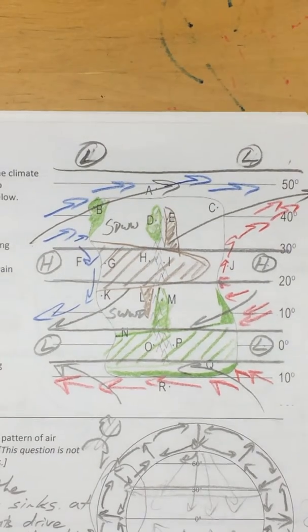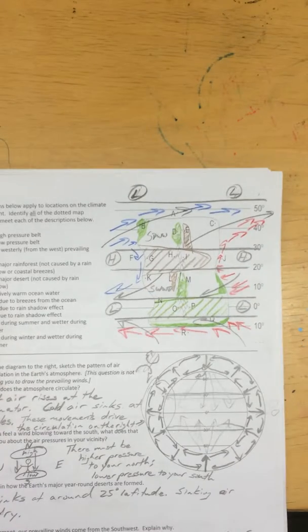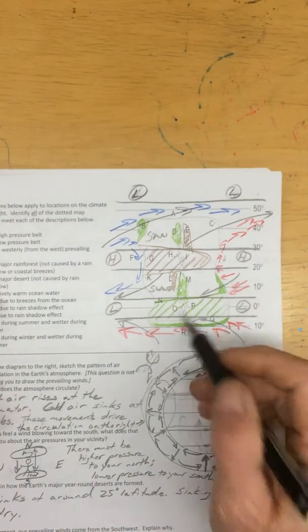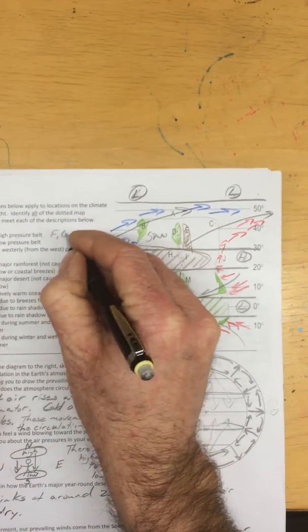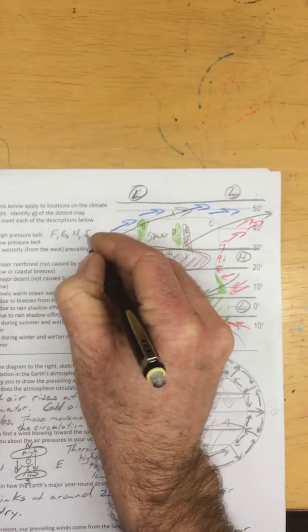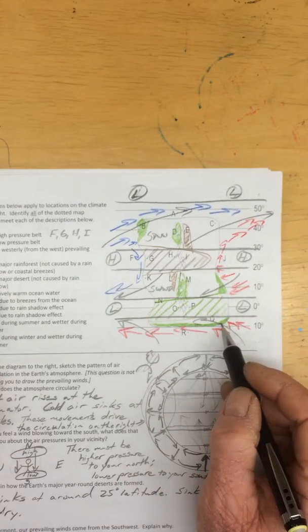So that's it. Now I've just got to answer the questions. The place that's in a high pressure belt, that would be F, G, H, and I. Low pressure belt, N, O, P. I can't tell. Where's Q? Can't even see my own dot.